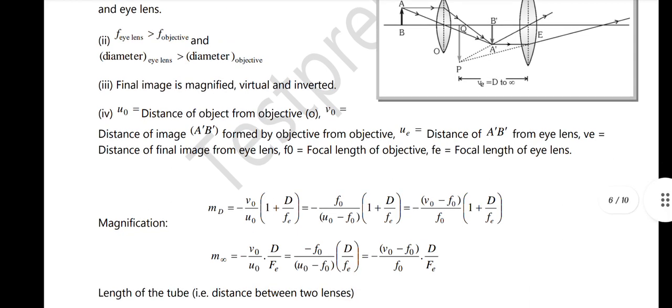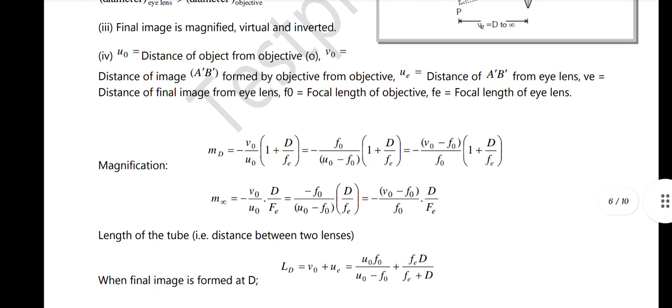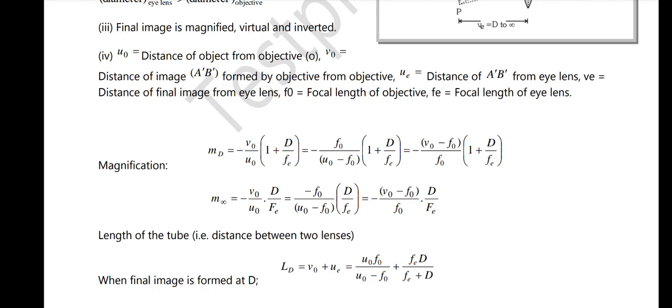Now u naught is the distance of the object from the objective O. V naught is the distance of the image AB formed by the objective, from the objective, and u_E is the distance of that image from the eye lens. So this is the formula you use. M_D is equal to minus V naught by u naught, bracket 1 plus D by f_E, that is equal to minus f naught by u naught minus f naught, bracket 1 plus D by f_E, that is equal to minus V naught minus f naught by f naught into 1 plus D by f_E. This is the formula we use.